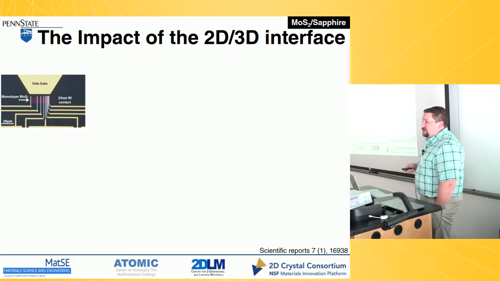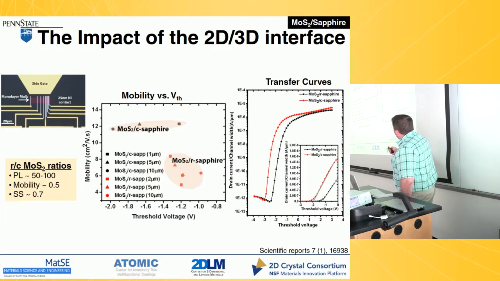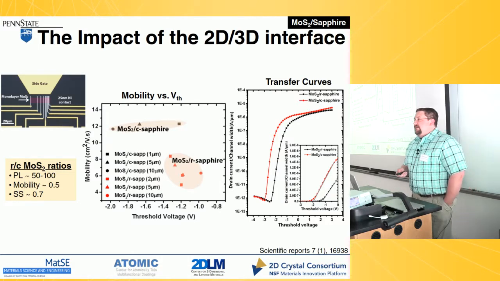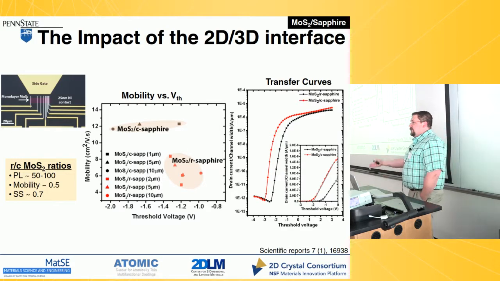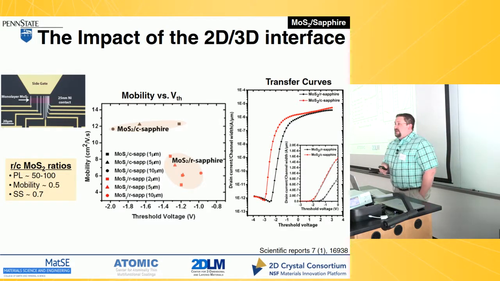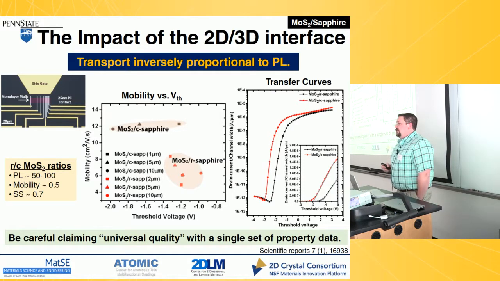How does it impact the transport properties? So again, we make these top-gated FETs. And in fact, what we find, we go through subthreshold slope, mobility, et cetera. Even though our PL is increased by 50 to 100x, we get about a 2x decrease, or a 30% decrease, in mobility and subthreshold slope of these devices. So overall, electronically, you're actually degrading the material. Optically, you're enhancing the material. So be very careful when you claim this universal high quality when you're trying to do these measurements.